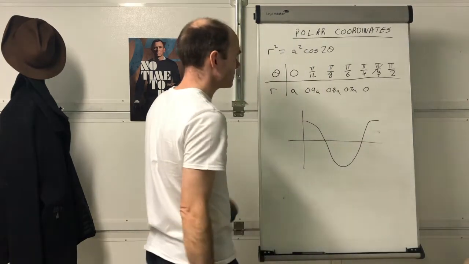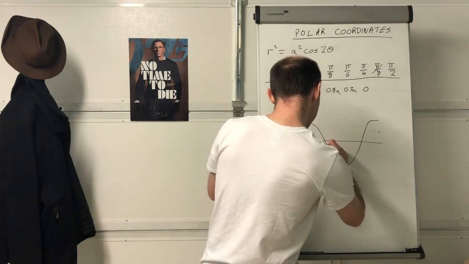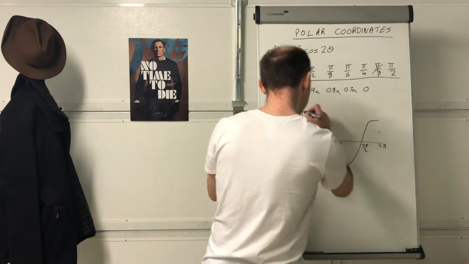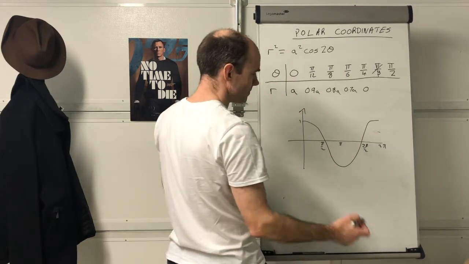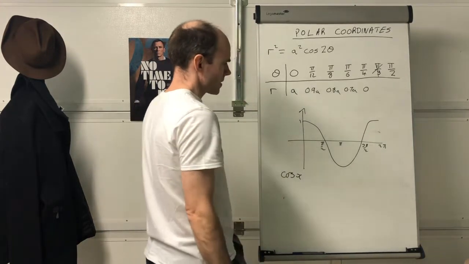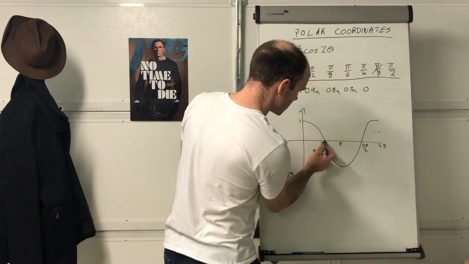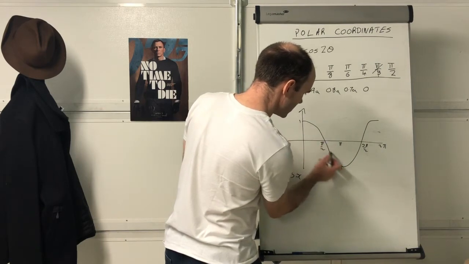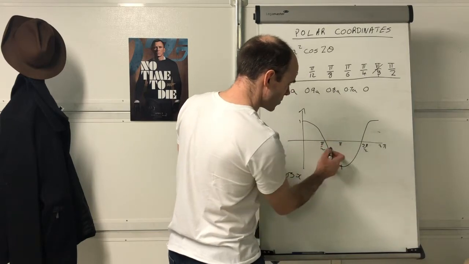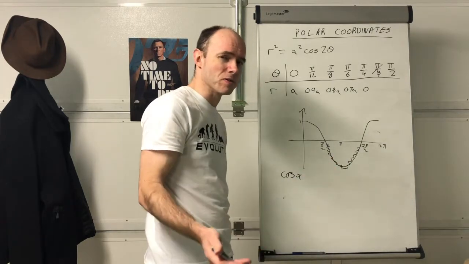That's the cosine graph. So pi over 2, pi, 3 pi over 2, 2 pi, 1. So that's our cosine graph, cos x. Can you see that when we go from pi over 2 to pi, here to here, it's negative. In fact, when we go from pi over 2 to 3 pi over 2, it's all negative. So what it means is this is not going to generate any possible value of r, is it?